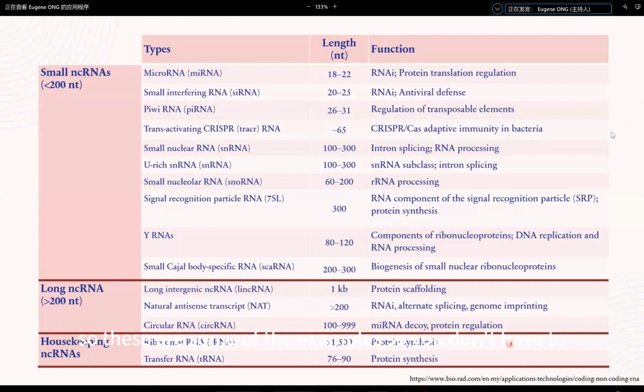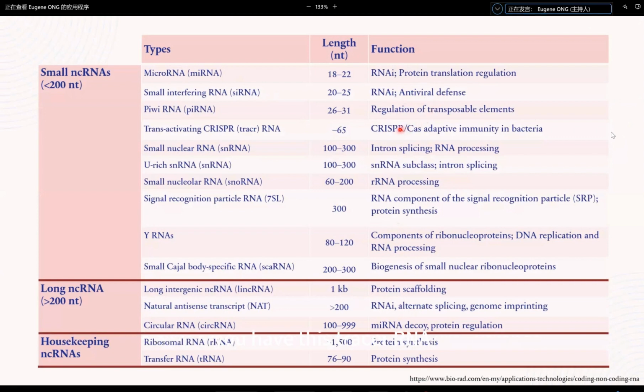So you don't have to, later I will share this slide with you, of course. Different RNAs play different roles, as mentioned just now. Some of them are regulatory. Some of them can be involved in antiviral defense.